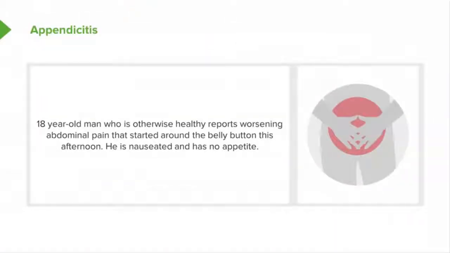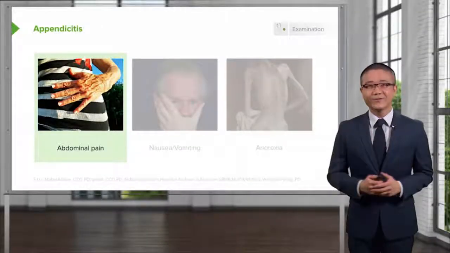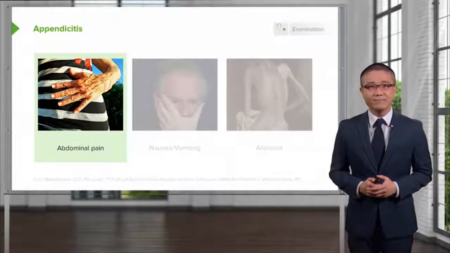An 18-year-old man who is otherwise healthy reports worsening abdominal pain that started around the belly button this afternoon. He also reports nausea and has no appetite. What's on your differential diagnosis as you're seeing this patient in the emergency department? I'll give you a second to think about it. Of course you're thinking appendicitis in this young, healthy man.